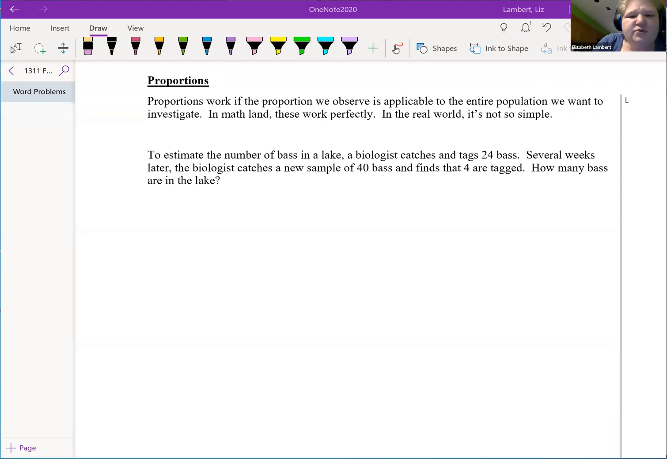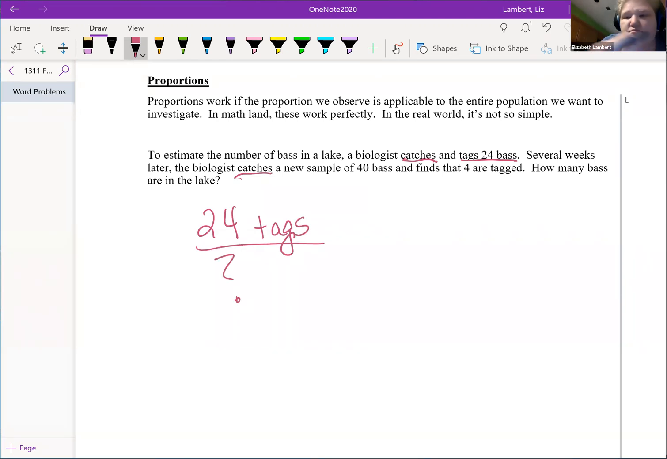So to set that up, we have to be able to talk about and label these. So we have the biologist catches and his tags. And then we're trying to compare this to the whole population of fish in the lake. So originally he tags 24 out of however many fish are in the lake.